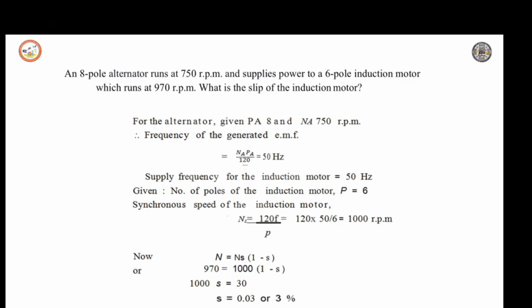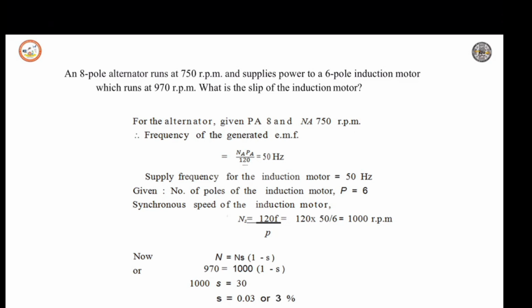So you have to just make a note of the given data of the alternator. The given data is poles as 8 and the speed of the armature is 750 rpm. The frequency of the generated EMF will be equal to NP by 120 or Pn by 120, where N is Ns in the armature. So that can be calculated as 50 Hertz.